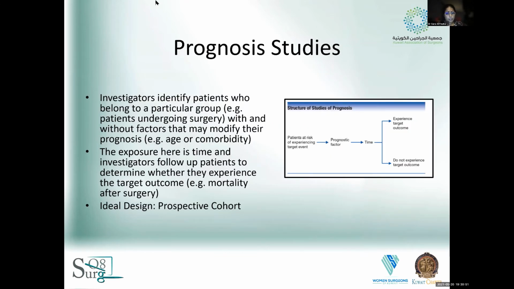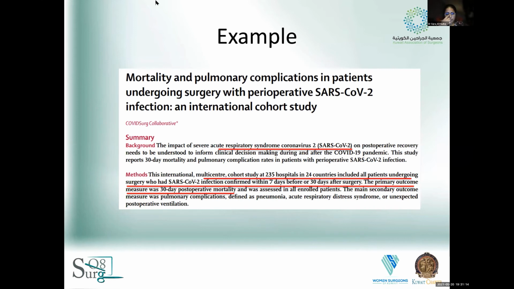And then lastly, prognostic studies. You identify patients who belong to a specific group, like patients undergoing surgery, and then you look at how that modifies their prognosis over time. Again, this is a prospective cohort. The example is the COVID Surge Collaborative, which I'm sure a lot of the audience members were involved in. You're looking at surgical patients who had SARS-CoV-2 and their outcomes after surgery, mortality, pulmonary complications, etc. So that's an appropriate design.